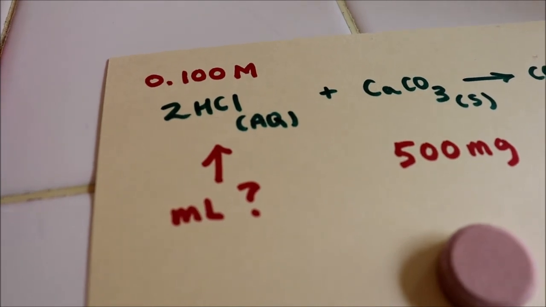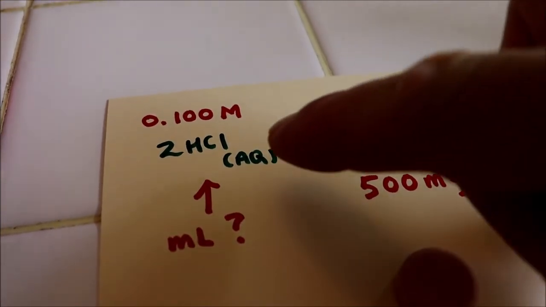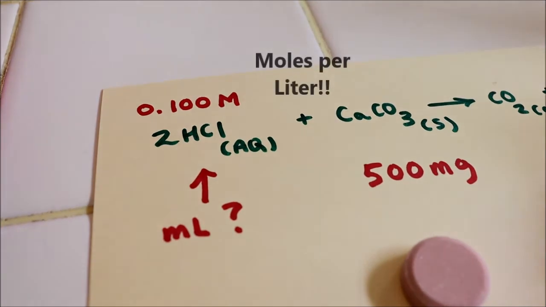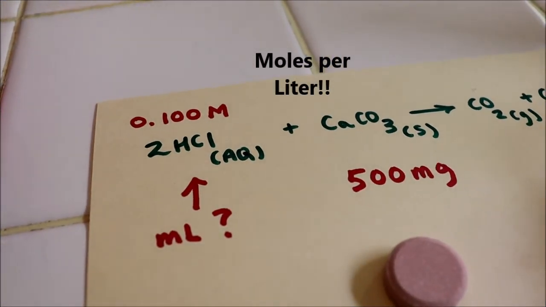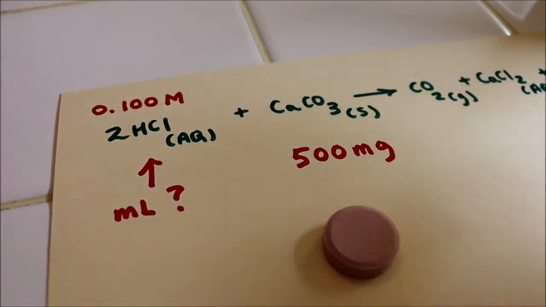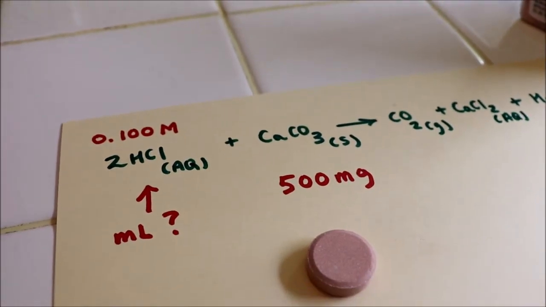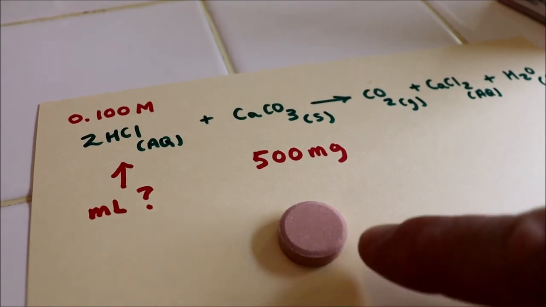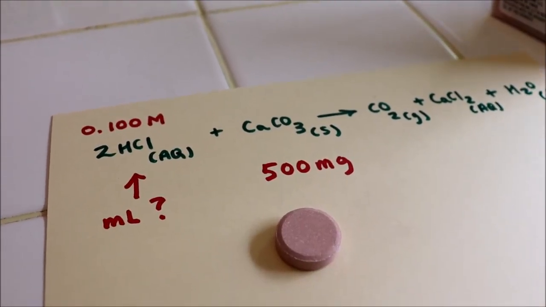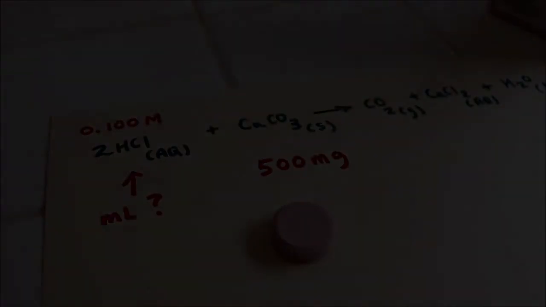And we don't weigh solutions. Instead, we keep track of their concentration in molarity, which is moles per liter. Today, we're going to find out how many milliliters of your stomach acid, which is about 0.1 moles per liter, can be neutralized by this little guy. So let's go solve that problem right now.